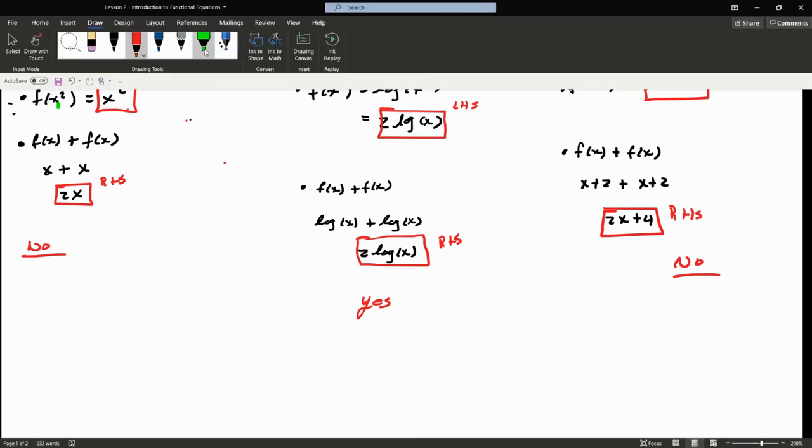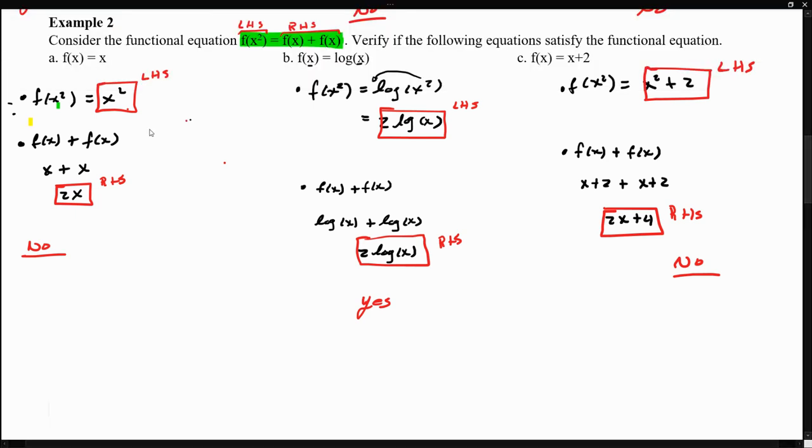So therefore, the only solution that we have for this functional equation is just the function f of x equals log of x. And again, this is not the only solution. There are different solutions that can still satisfy this. But out of the 3 options that we were given, this is the solution that fulfills this condition. So therefore, this function is the solution of this functional equation.